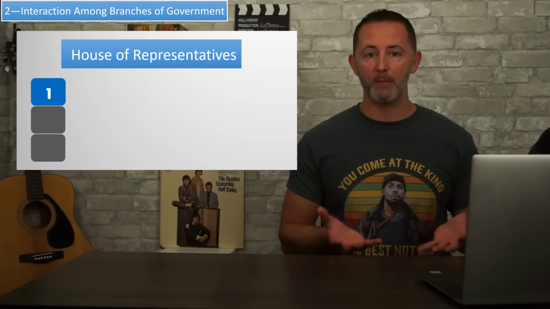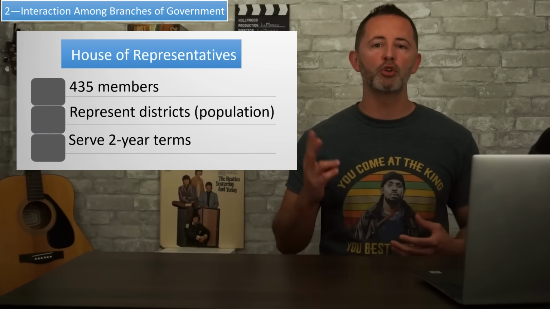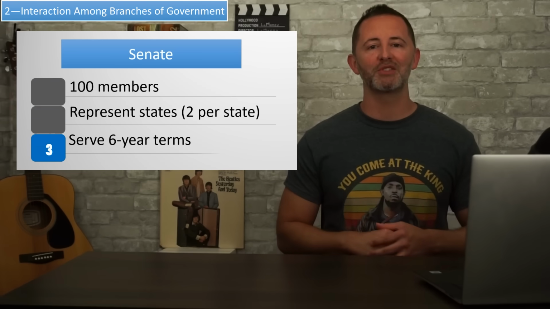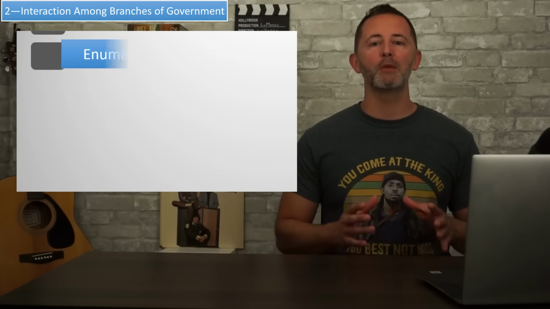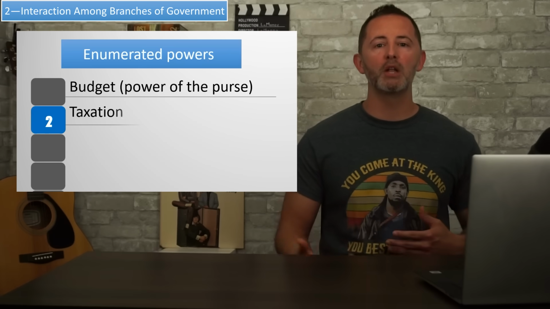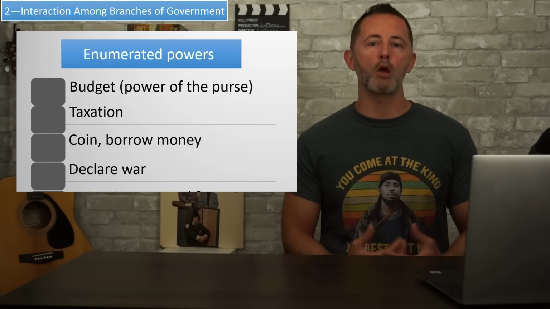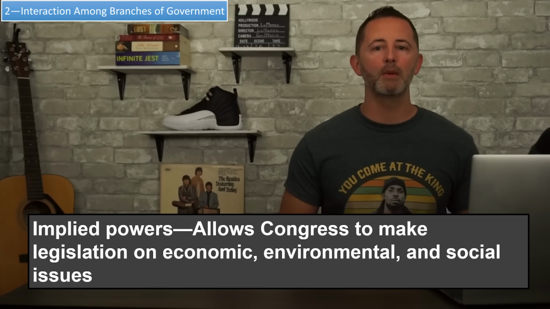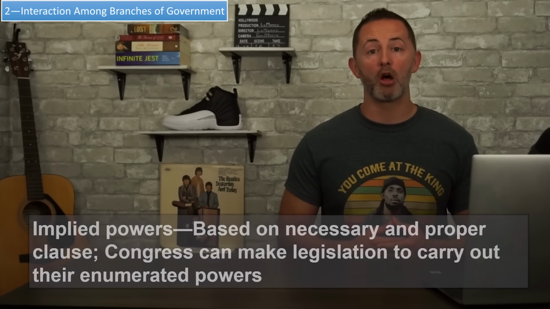The House represents the people, is based on population, and has 435 members who each serve 2-year terms, while the Senate was designed to represent states, and each state has 2 senators, so there are 100 members total, and they serve 6-year terms. The enumerated powers of Congress include passing a federal budget, taxation, coining money, declaring war, and maintaining the armed forces. Implied powers allow them to enact legislation on economic, environmental, and social issues based on the necessary and proper clause.